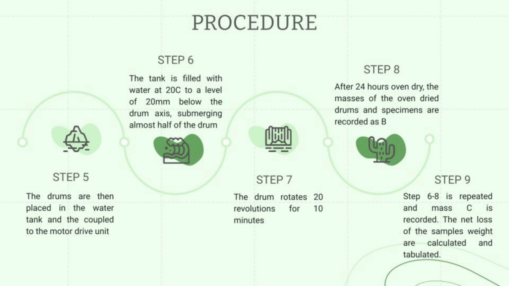And then, after 24 hours of oven drying, the masses of the oven dried drum and specimens are recorded as B. Steps 6 to 8 are repeated and mass C is recorded. The net loss of the sample's weight is calculated and tabulated.